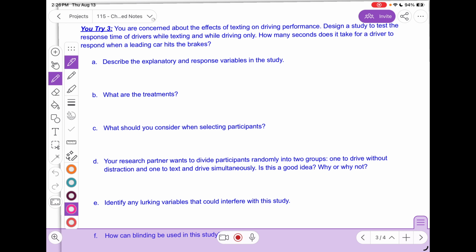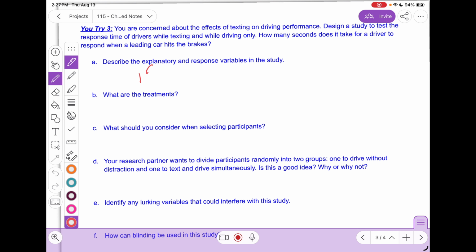All right. Here's another you try. Check it out. You were concerned about the effects of texting on driving performance. Design a study to test the response time of drivers while texting and while driving only. How many seconds does it take for a driver to respond when a leading car hits the brakes? So, what would be the explanatory and response variables?